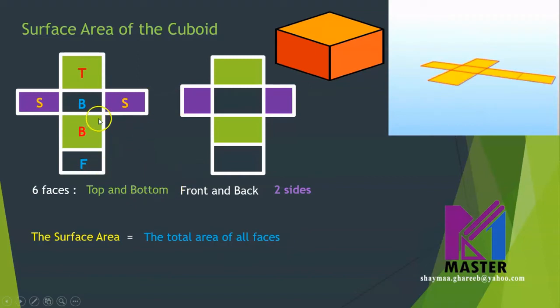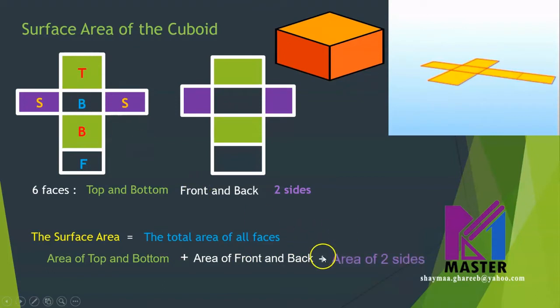So we need to calculate the area of top and bottom plus the area of front and back plus the area of the 2 sides. So in order to calculate the surface area of the cuboid, you have to add the area of top and bottom plus the area of front and back plus the area of the 2 sides.